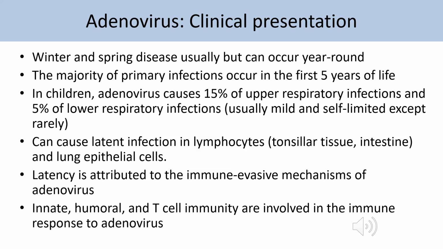It can also cause a latent form of infection in lymphocytes, particularly in tonsillar and intestinal tissue, which may relapse when immunity weakens, such as in severely immune-compromised transplanted individuals. Immunity usually is humoral and T-cell mediated in response to adenoviral infection.